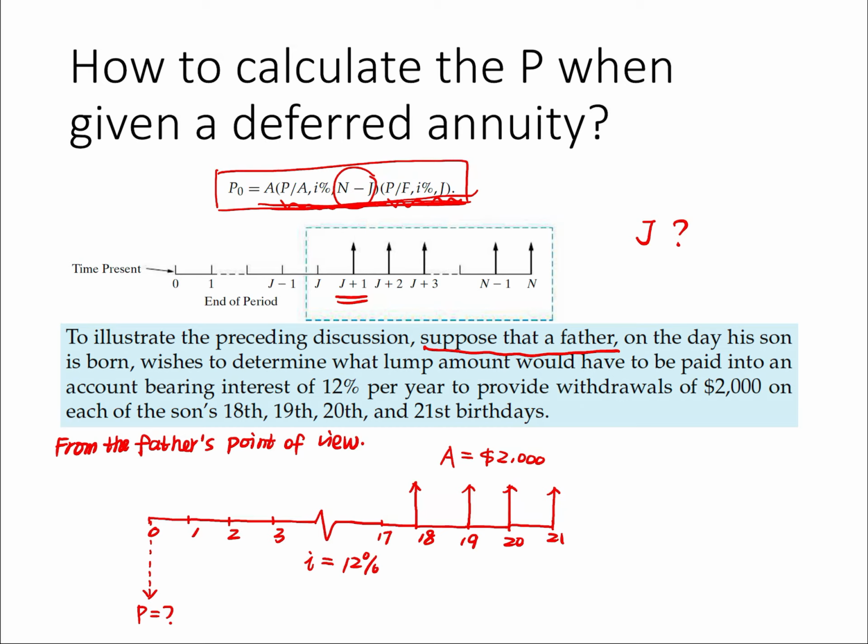So now you need to know, okay, what is the P? And to know the P, you want to use this equation, okay? But the first thing is you need to find out the J, all right? So what is the J? So compare this where the first cash flow, first annuity happened. That's what we call J plus 1, the time J plus 1. And then compare that to this.